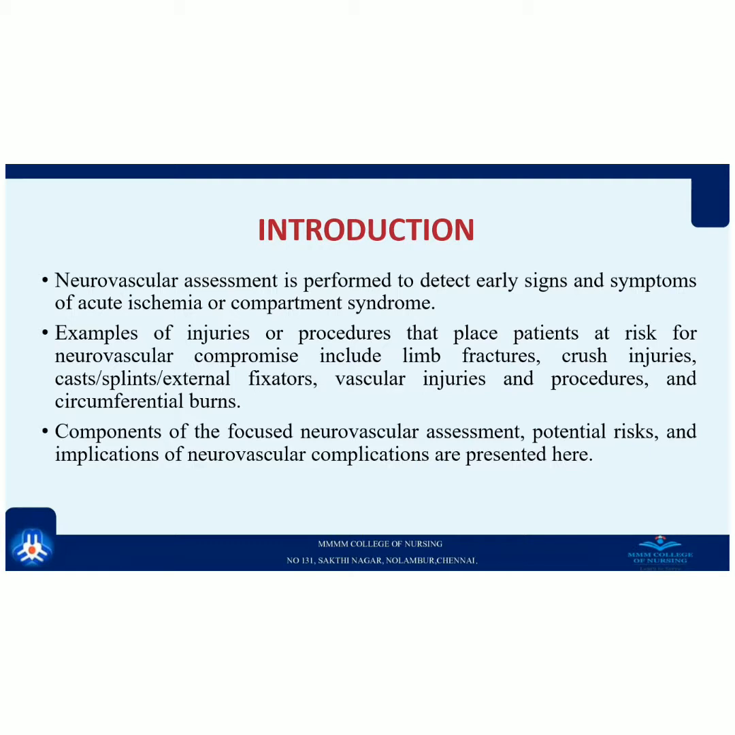Examples of injuries or procedures that place patients at risk for neurovascular compromise include limb fractures, crush injuries, any external fixators, casts, splints, vascular injuries and procedures, and lastly, circumferential burns. Components of the focused neurovascular assessment, potential risks, and implications of neurovascular complications are presented in this video. Let us go into the complete details of the assessment.